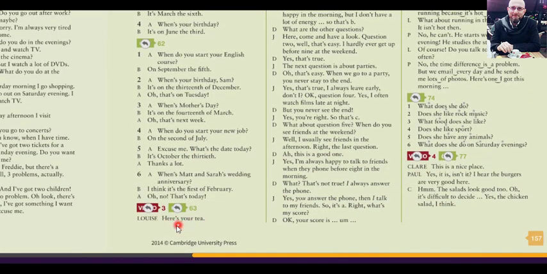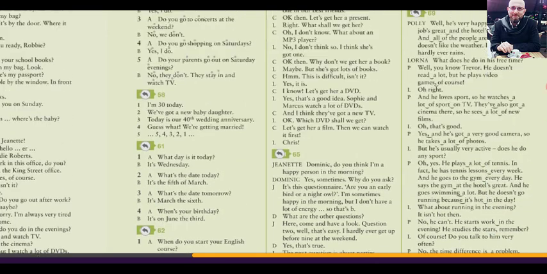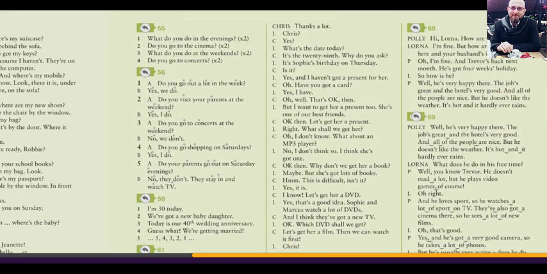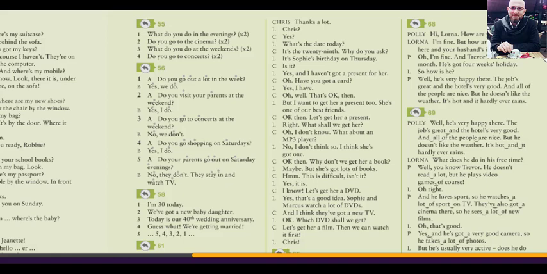Here to start from here. Here's your tea. And this is all the conversation here. Okay, so you and your partner can read the conversation many times so you can understand more how we use these questions. Okay, like what shall we get? Let's get here. Why don't we? It's a good way to practice.